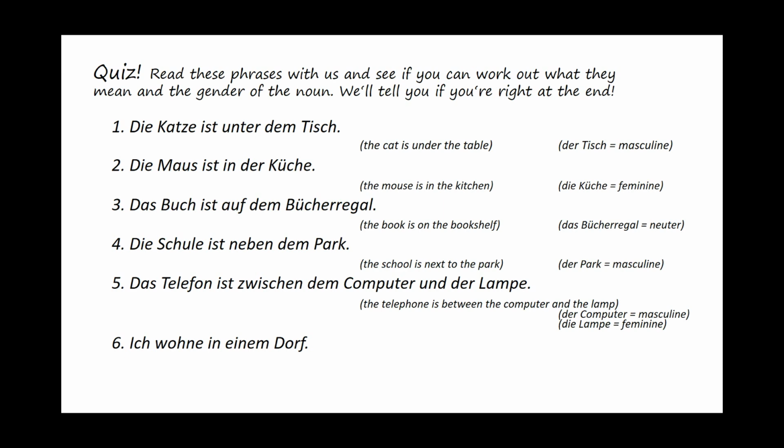Das Telefon ist zwischen dem Computer und der Lampe. The telephone is between the computer and the lamp. And please note that both of these go into the dative case. So we have zwischen dem Computer, that's one dative, and zwischen der Lampe is the other one. So dem Computer, it's actually a masculine word, der Computer, and der Lampe is the dative for die Lampe, which is feminine. And finally, ich wohne in einem Dorf. I live in a village. And Dorf, you can see, could be either masculine or neuter if you're just working it back from this sentence, and it's actually neuter, das Dorf.